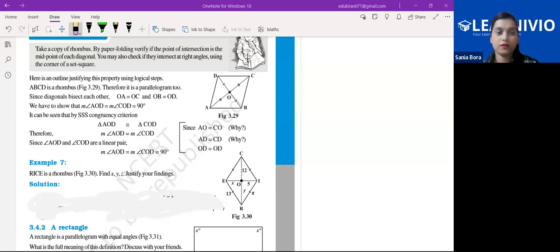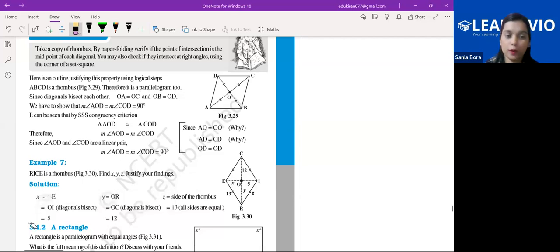I found out X and Z, but then I have a doubt in finding Y. Sorry, Chakrika. Mom, I found X and Z, but I have a doubt in finding Y. Okay, no problem. Let's just do this.